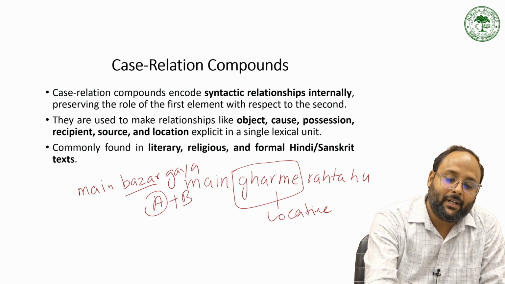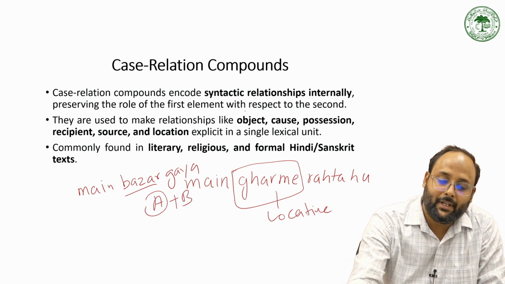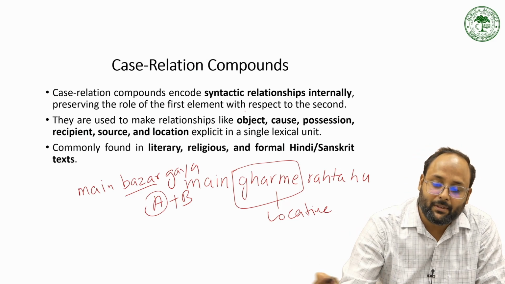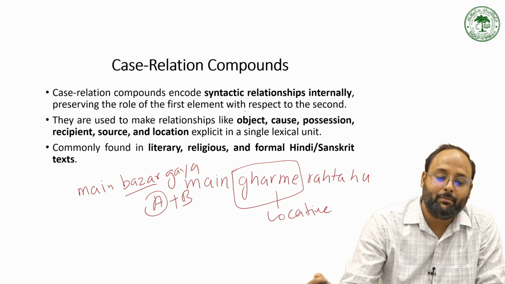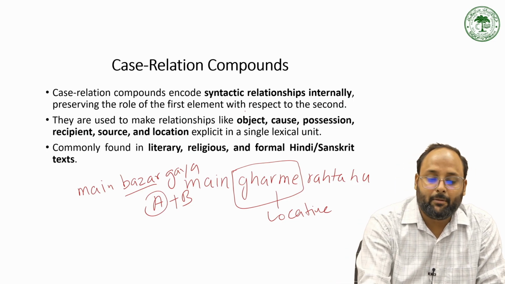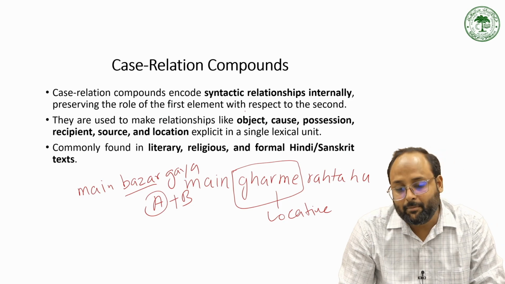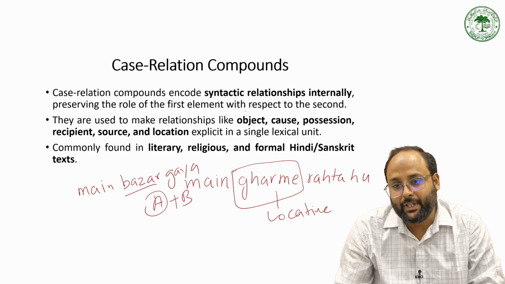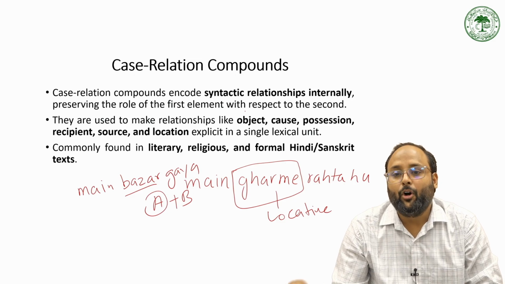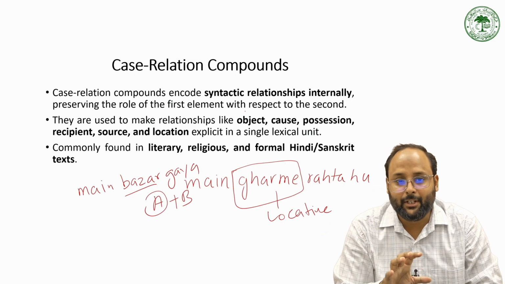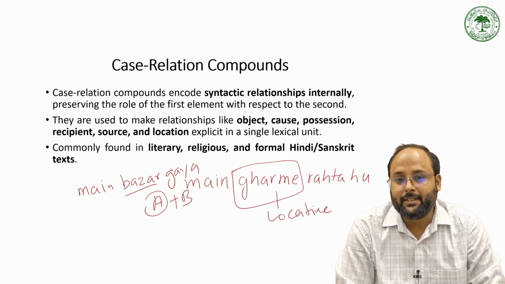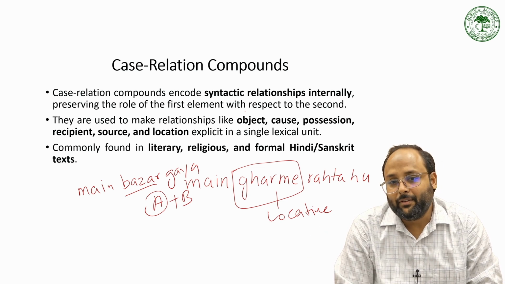Sometimes A occurs as object, sometimes A occurs as cause or instrument, sometimes A occurs in position with the B, sometimes A is the recipient from the B, sometimes A is the source and it describes the relation with the source, and sometimes A shows the location. So these are the syntactic features determined by the case relation compound only by the two elements. One element determines the syntactic relationship internally, and the second element describes, defines or qualifies all those things.